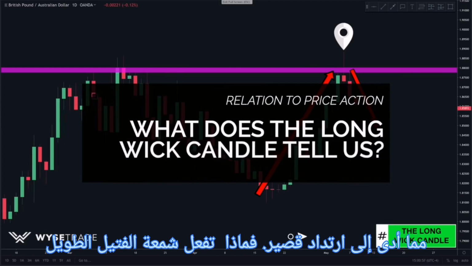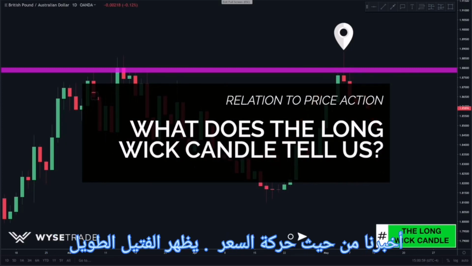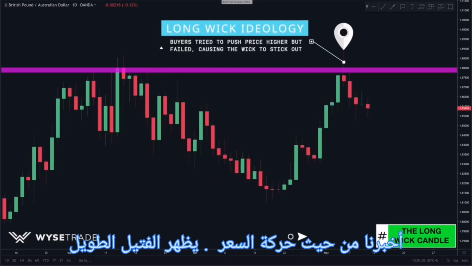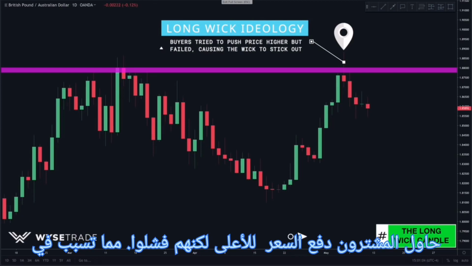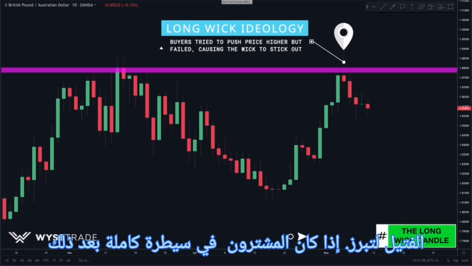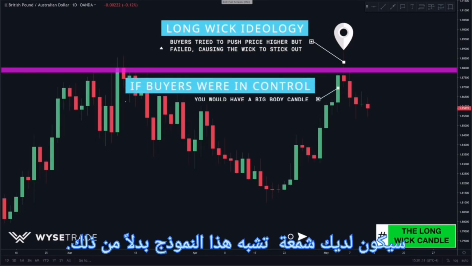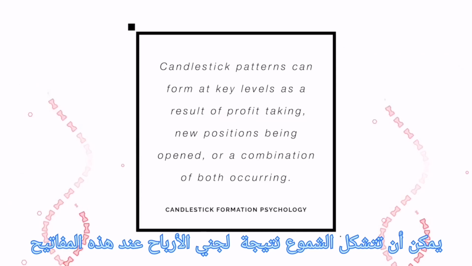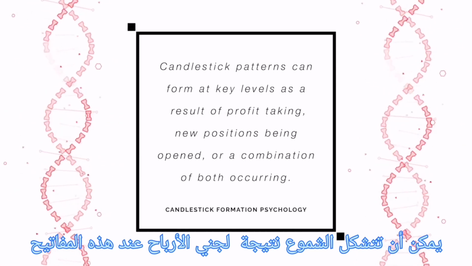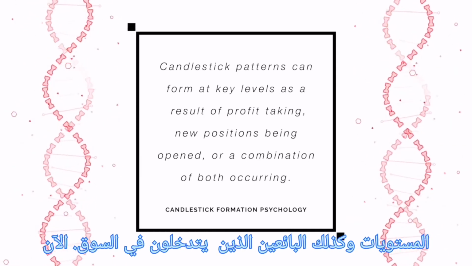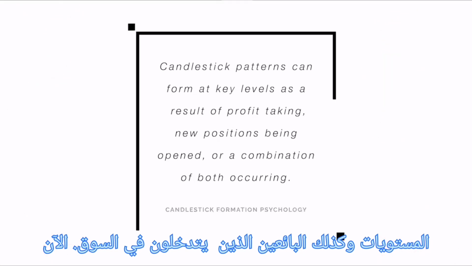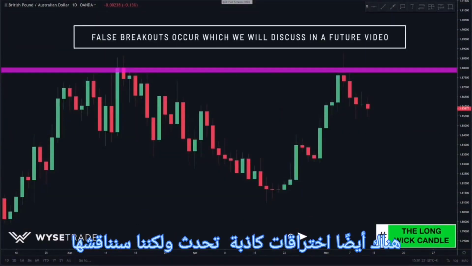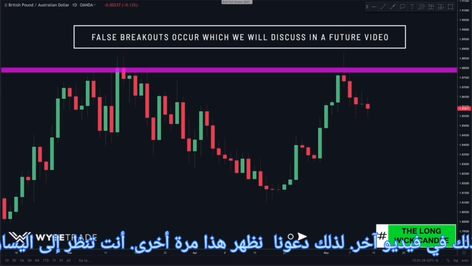So what does the long wick candle tell us in terms of price action? The long wick shows that buyers tried to push price higher but failed, causing the wick to stick out. If buyers were in complete control, then you would have a candle that looked like this form instead, with a big body showing momentum. These long wick candles can form as a result of profit taking at these key levels, as well as sellers stepping into the market. Now, there are also false breakouts that occur, but we will discuss that in another video.